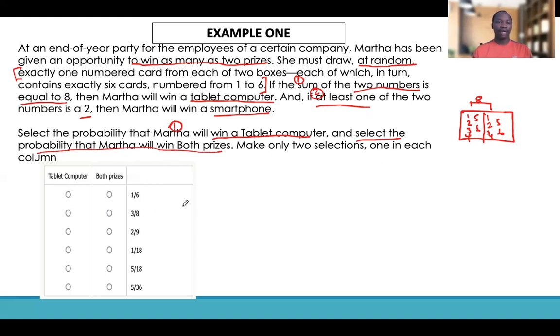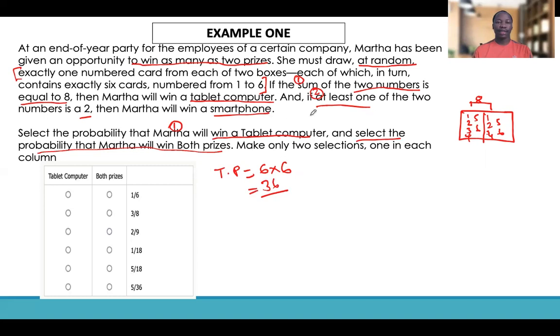So our table here indicates the tablet computer, both prizes, then the probability answers. All right, remember that you only need to select one answer per column and not per row. So let's begin with the first scenario. Select the probability that Martha will win a tablet computer. So first thing, we have to find the number of possibilities that are available for Martha. All right, so we have 6 cards, and therefore she will pick from the 6 cards 6 times. So total number of possibilities will be 36.